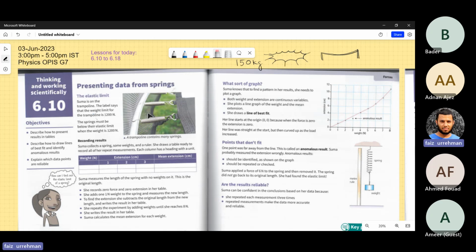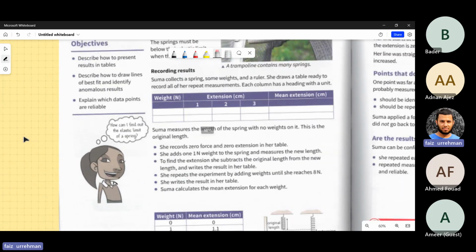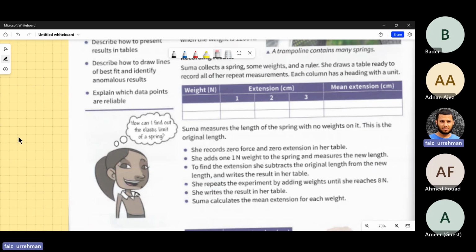Now recording results. We studied Hooke's law. Who can describe what Hooke's law states? Yes, tell me. The extension is proportional to the amount of force applied. Means what? If you apply more force, there will be more extension. If you apply less force, there will be less extension, and it varies in a linear manner.